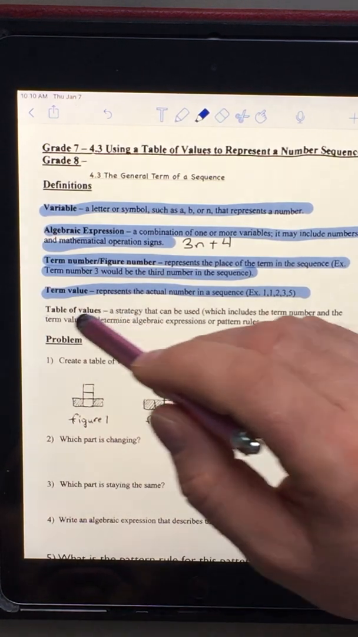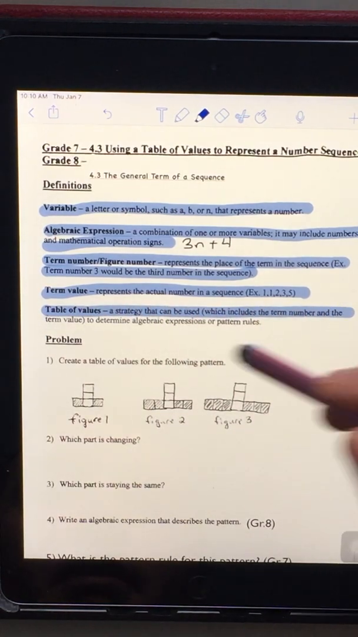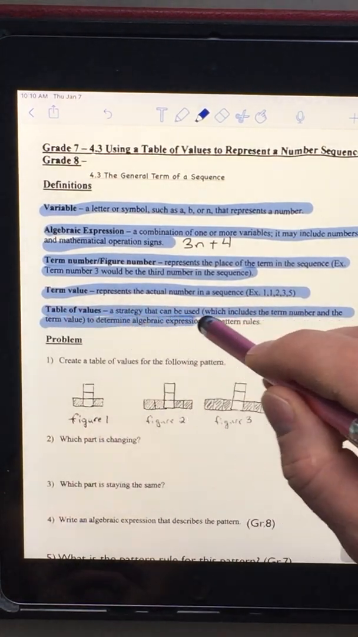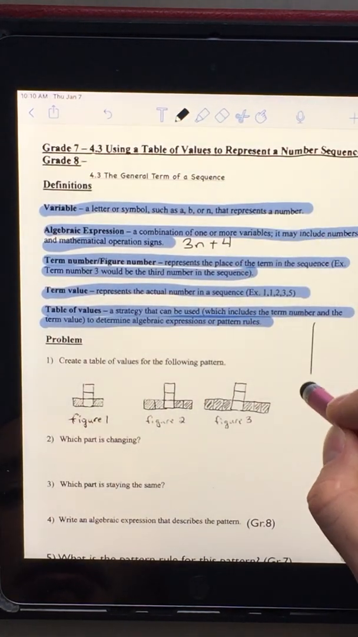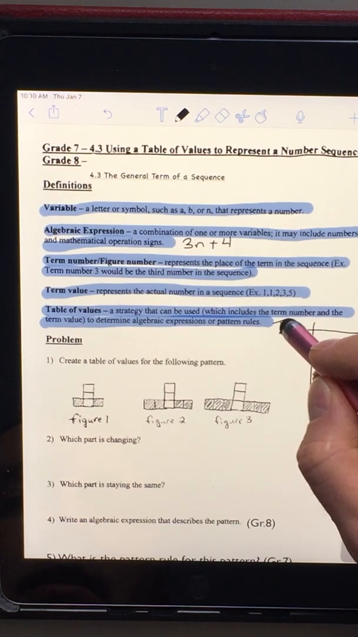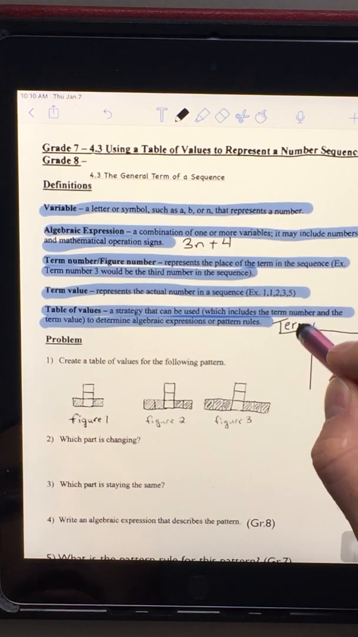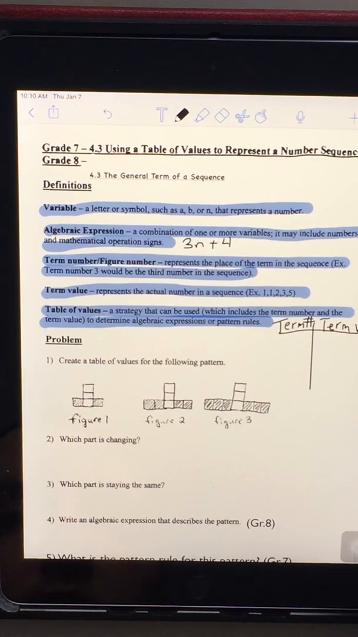A table of values is a strategy that can be used which includes the term number and the term value to determine algebraic expressions or pattern rules. So if I draw one of those, it's going to look like this. It looks like a T-chart. And on the left, I'm going to write term number. And then on the right, I would write in the term value. And we would fill this out.